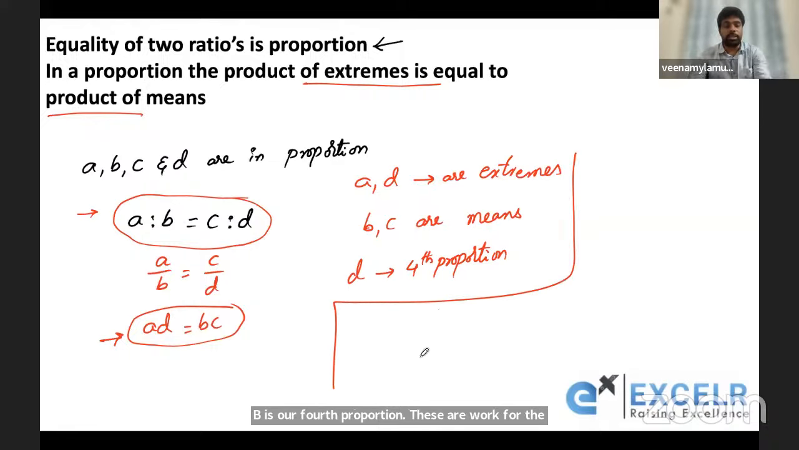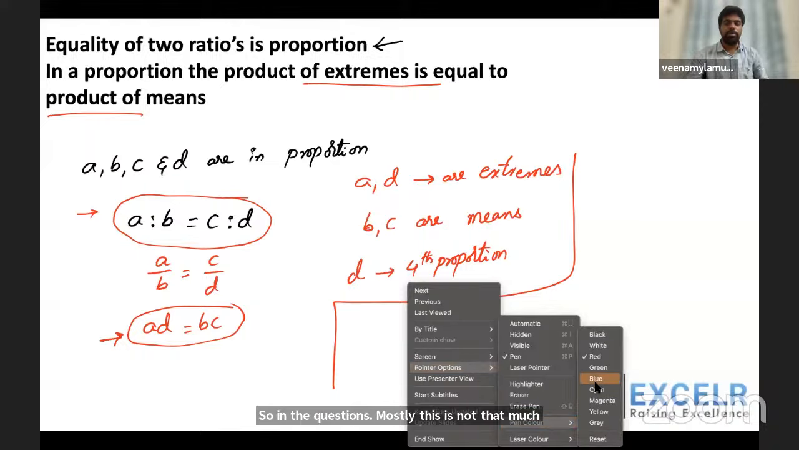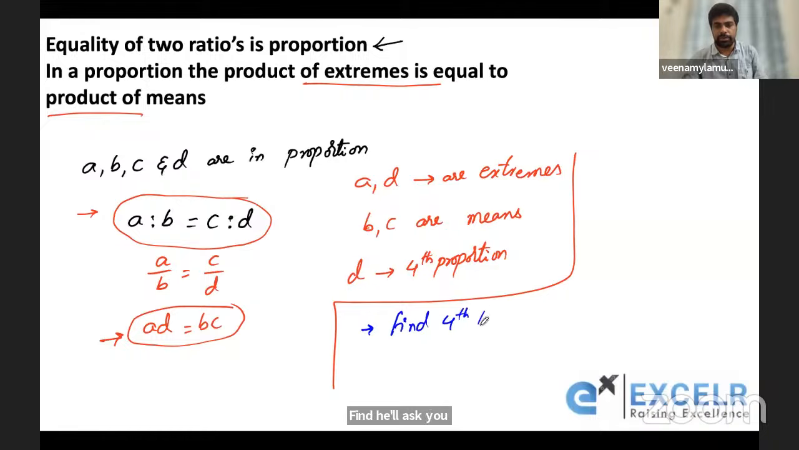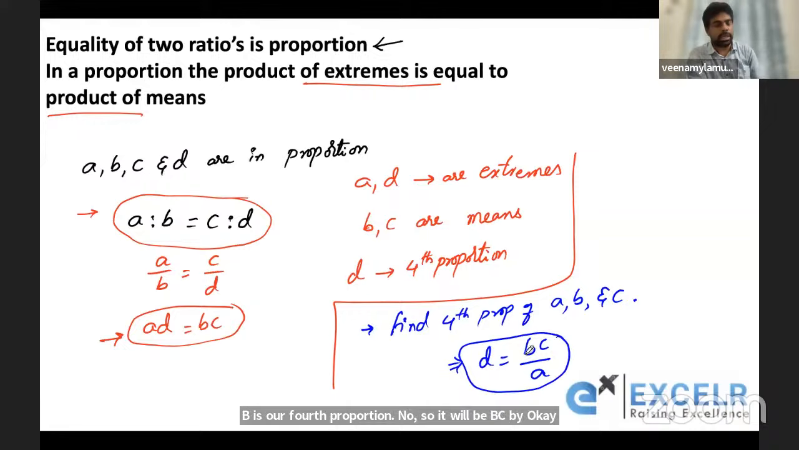In the questions, mostly this is not that important, but keep a point in mind. See, fourth proportion. He'll ask you, find the fourth proportion of A, B and C. So in that case, D is our fourth proportion, no? So it will be BC by A. If you take it as x, it will be x equal to BC by A.